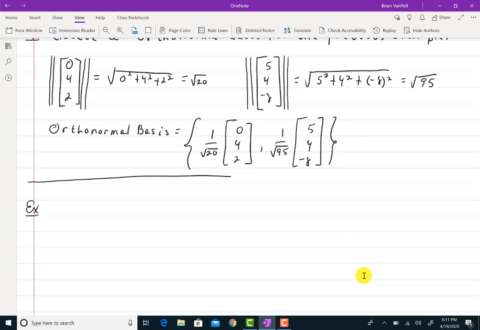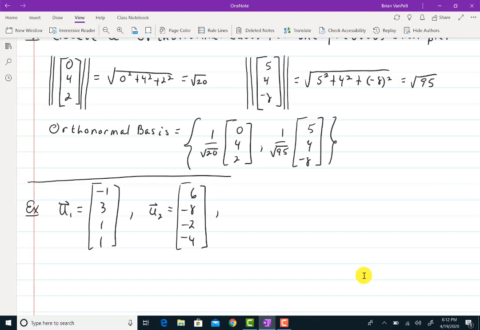For our next example, let's let u1 equal, looks like we've got 4 vectors, negative 1, 3, 1, 1. u2 will equal 6, negative 8, negative 2, negative 4. And u3 will equal 6, 3, 6, negative 3.